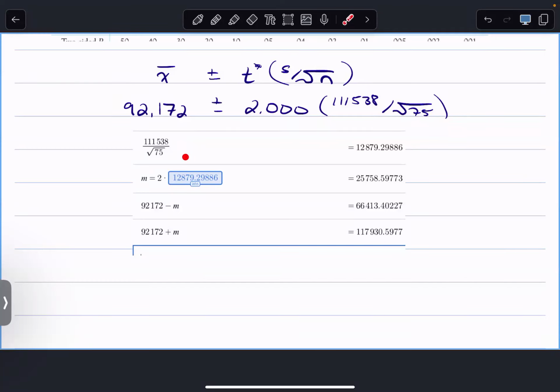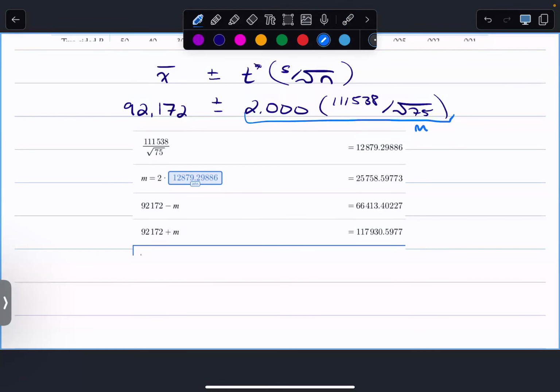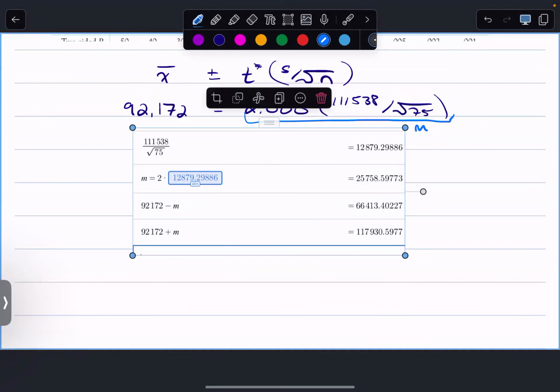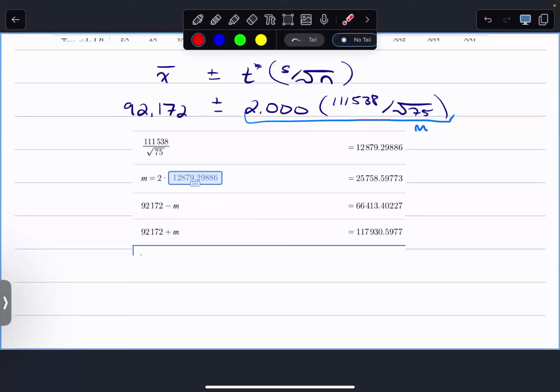111,538 over the root of 75 times 2, that's my margin of error. So I just called that m in my calculations. If you haven't figured out the store function on your calculator, that's going to be really worthwhile, because then you can keep all your decimal places and not worry about it. I called it m, but that's the same as storing it in some value. And then we want 92,172 minus m, and then plus m.